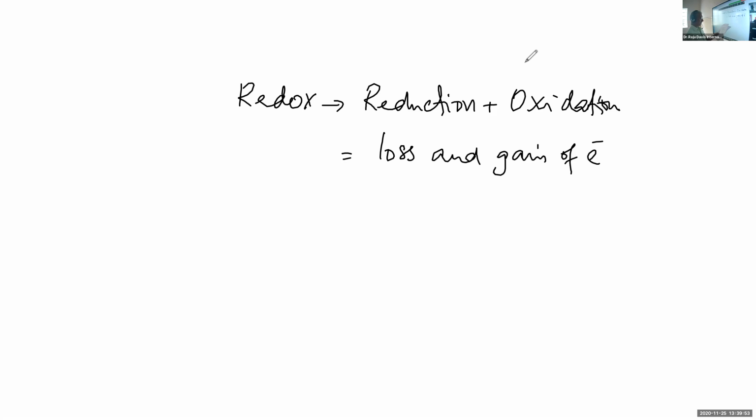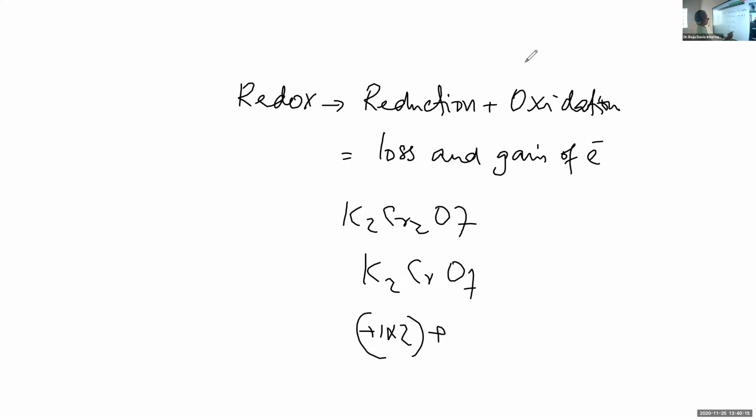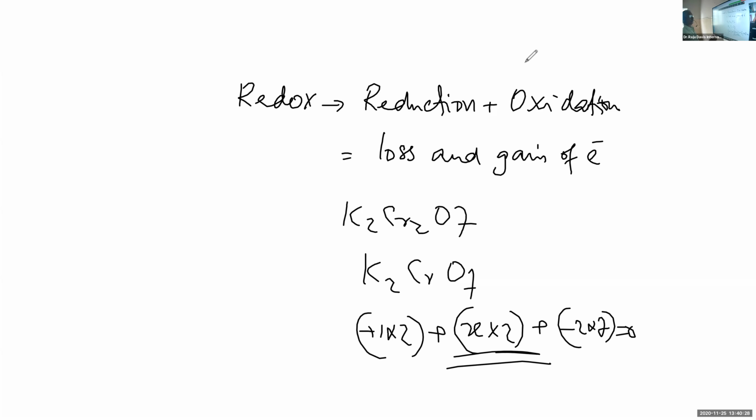K2CrO4 you wrote. Some of you wrote K2Cr2O7 instead, some of you wrote K2CrO7. And finally you got the answer plus 6. That is from your memory. You wrote it like this: plus 1 into 2, plus x into 2, plus minus 2 into 7 is equal to 0. Here, x into 2. So according to this equation, where is x into 2? Some of you missed the 2 here when you copied, but from your memory you did it correctly and got the answer.